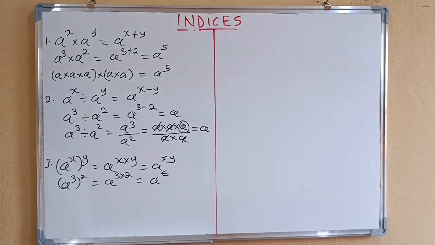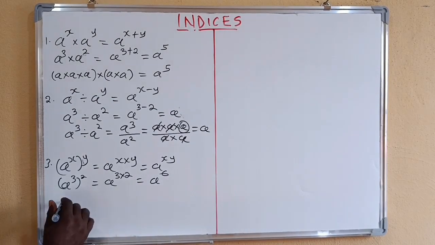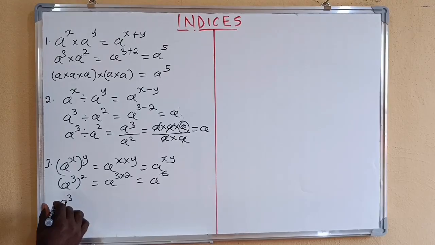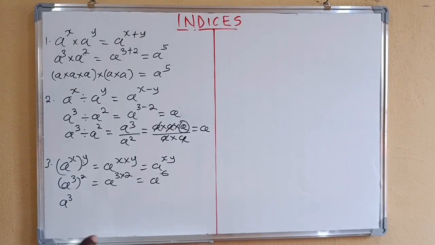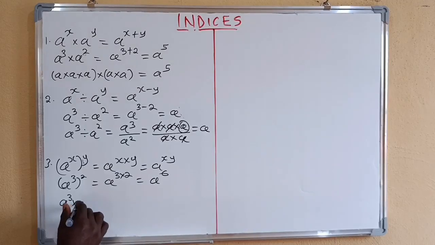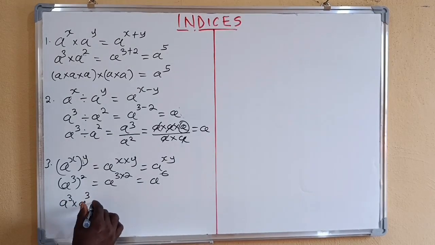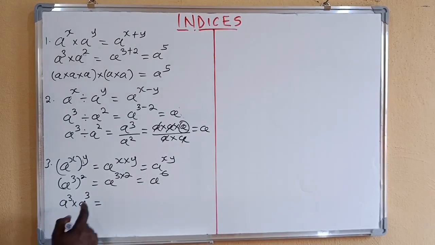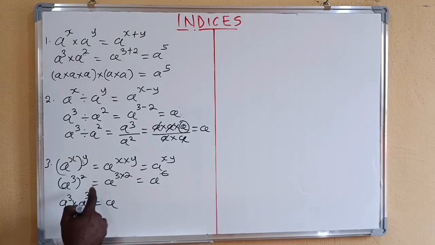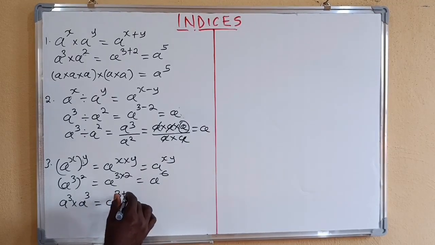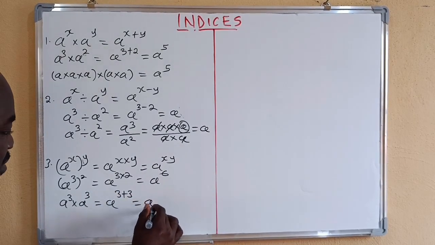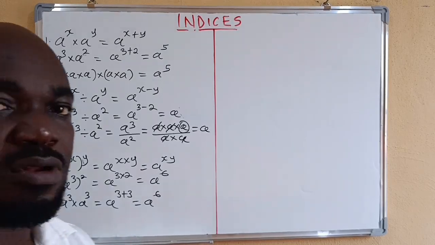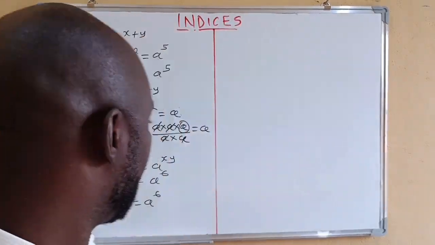And if I use the law of indices, this a^3 raised to the power of 2 will be a^3 multiplied by itself. So by the law of indices, I'll just retain my base and add the powers, which is 3 plus 3, and that will give me a^6. So you see how these laws are linked together.